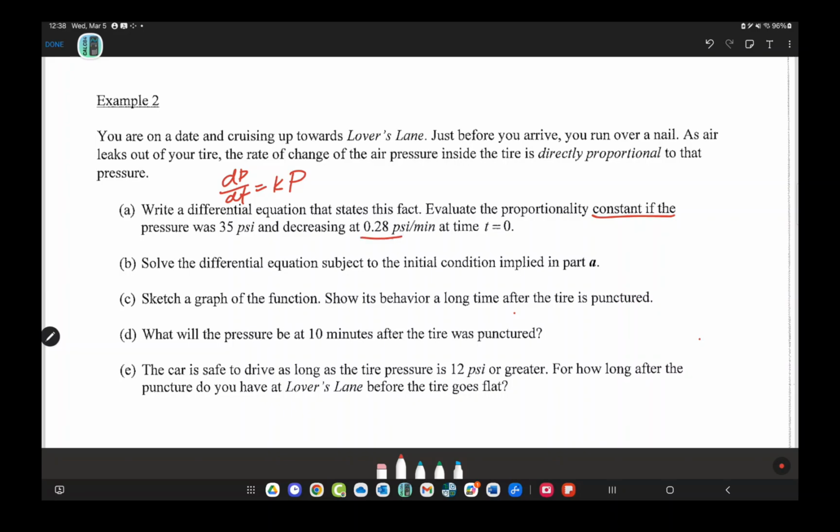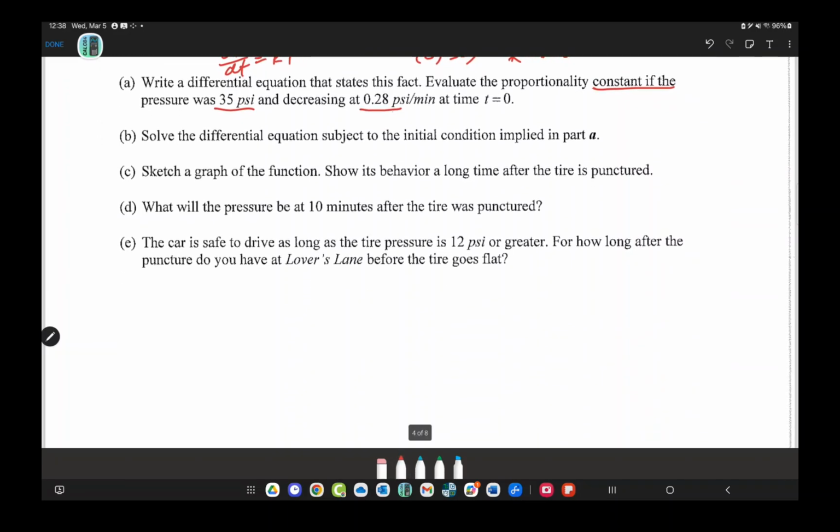Yeah, 0.28 is the constant rate. This is the initial value, the pressure. So I do know I have 0.35, and that K is equal to 0.28. So how would I set this up? Now it's decreasing, which means my K is negative. So setting that up for part A, what is my dP over dt? Negative 0.28 P.